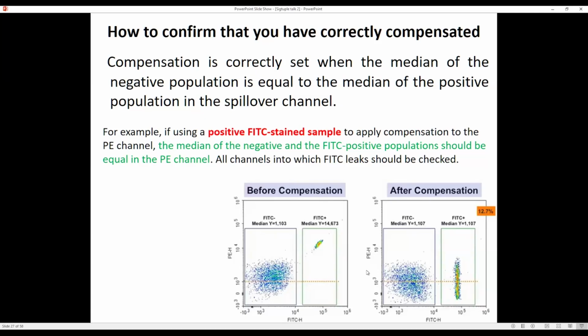So the ideal way to say perfect compensation is done is, in this case, the PE median fluorescent intensity, PE MFI, of the FITC negative population and the FITC positive population should be the same. I repeat, when you say the spillover is correctly compensated between two fluorochromes, in this case FITC and PE, you need to check the PE MFI for the FITC negative and FITC positive populations. It should be the same. If it's the same, then you say that you have adequately compensated.